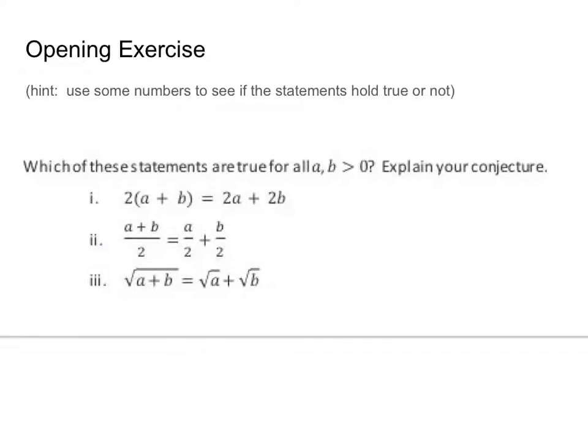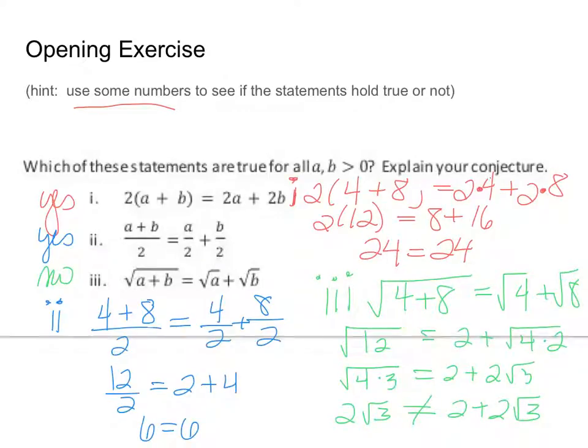All right, opening exercise. The instructions say, which of these statements are true for all a and b greater than 0? Explain your conjecture. So a hint, use some numbers to see if the statements hold true or not. So I'm going to push pause because remember the opening exercise is sort of like a warm-up for you. Let's see what you can do with it. Push pause again and slowly check out the answers that I've given to you, paying special attention to number 3. Then we're going to do a little bit of discussion on the next page.